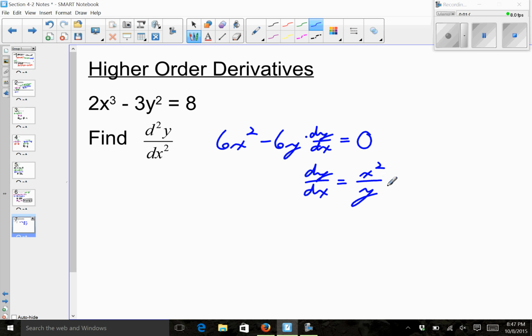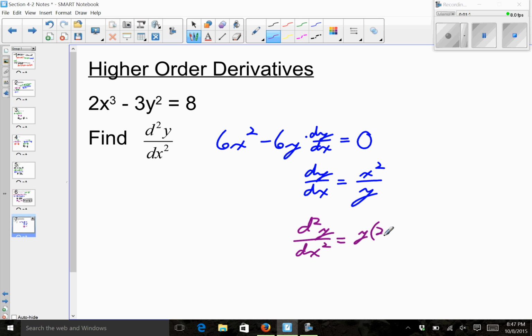Now, I need to take the derivative of this. When I take the derivative of the first derivative, that is the second derivative. It's actually the definition of it. Then to find the derivative of x squared over y, I need to use the quotient rule. So bottom times derivative of top.